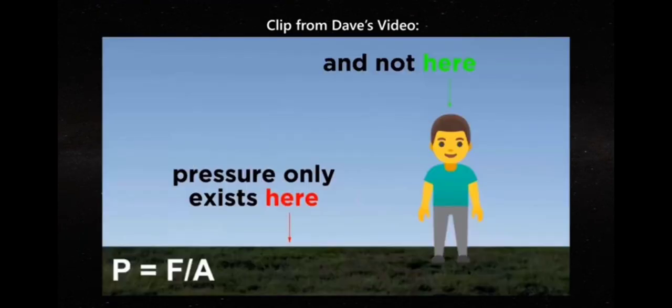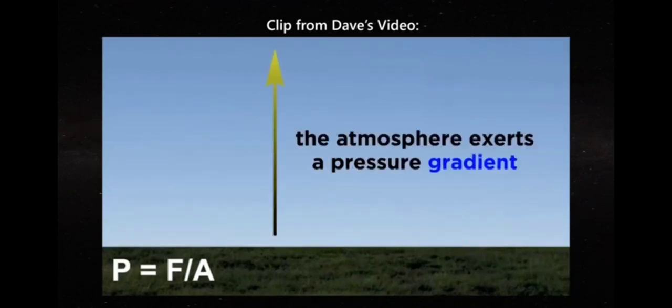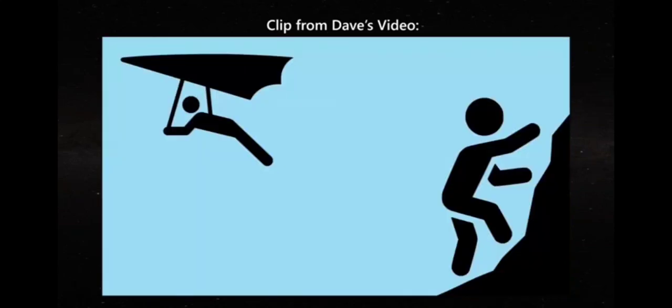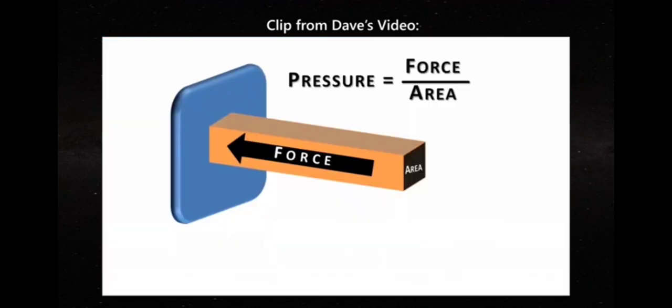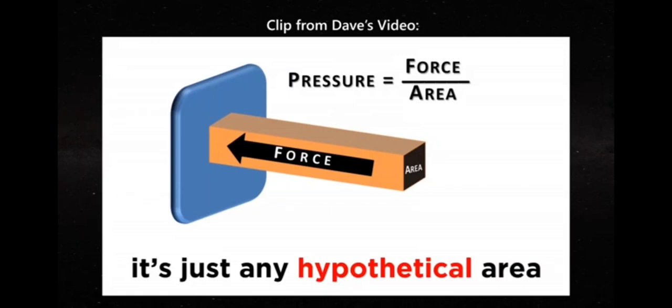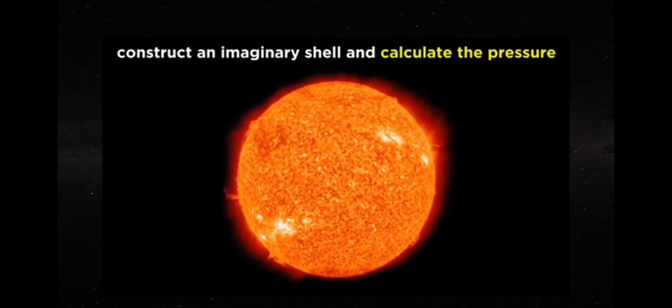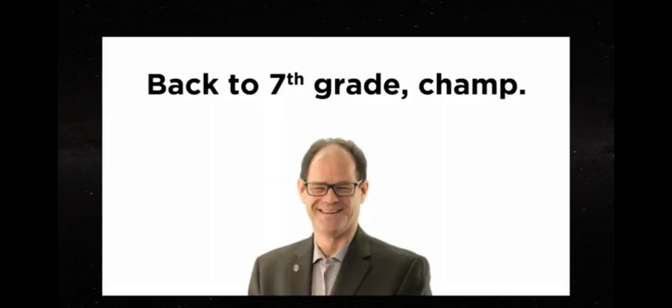In Pierre's world, our lungs couldn't function even 5 feet above the ground. Fortunately, in reality, the atmosphere exerts a gradient of pressure from the ground all the way up to space. We can climb mountains and go hang gliding without worrying about suffocating. The same applies inside the sun. When we talk about pressure as being some force applied over an area, it's just any hypothetical area. It doesn't have to be a literal solid surface. We can construct a shell of any radius and do the math. Sorry, Pierre, back to 7th grade.